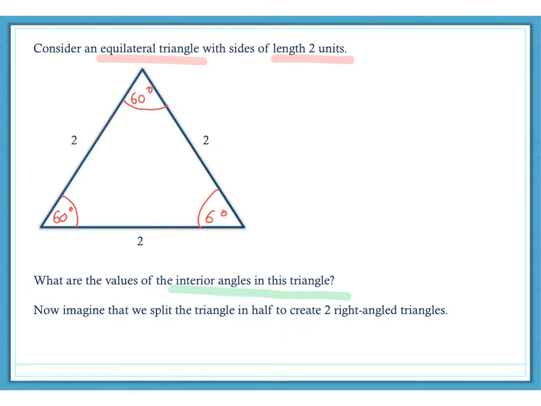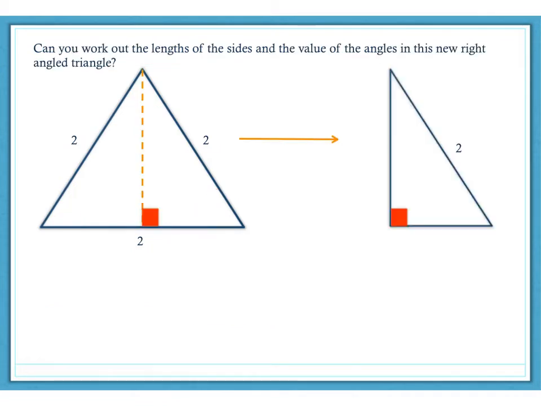Now, we're going to imagine that we split the triangle in half to create 2 identical right-angled triangles. So I'm going to split the triangle in half like this by drawing a vertical line down to the base from the highest point, and we create a right angle. And you're going to see a diagram of this in just a minute. So here we have the original equilateral triangle, and I've taken the right angle triangle that we created from the right hand side and drawn it out separately.